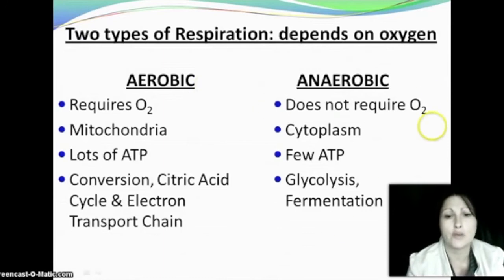The next one over here on the right is anaerobic, and anaerobic is kind of Plan B. This is when you don't have enough oxygen available. You can still make a little bit of ATP, but not a whole lot. This is going to occur in the cytoplasm, and our two steps are going to be glycolysis and fermentation.